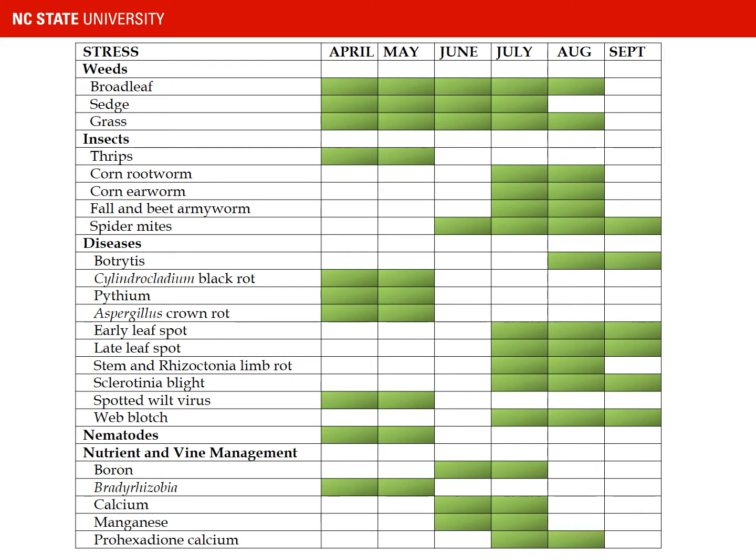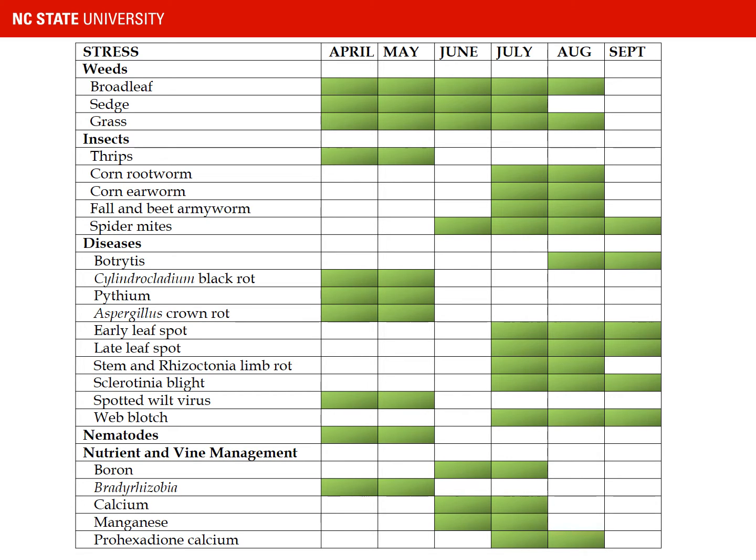There's a plant growth regulator called prohexadione calcium that's used by about half of our growers. So there's a lot of potential interaction, especially if you look at a month like July. We're cleaning up weeds. We're often having an outbreak of insects. We certainly have got our spray schedule for leaf spot and stem rot. And then we might be putting out things like boron and manganese and beginning our prohexadione calcium application. So there's a lot of room for overlap.